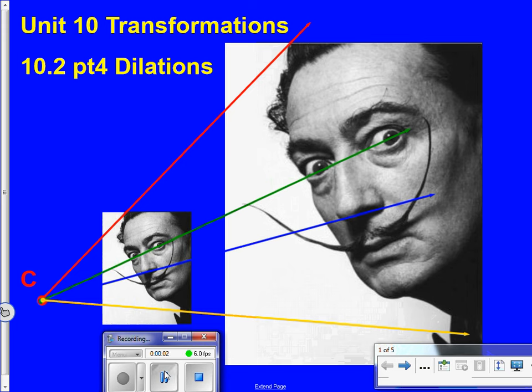Hey everybody, this is Mr. Munson. We're in transformations. This is concept number 2, part 4, dilations. And so let's take a look at taking an object and making it smaller or bigger, and how to do that in the coordinate plane. Let's go ahead and get started.